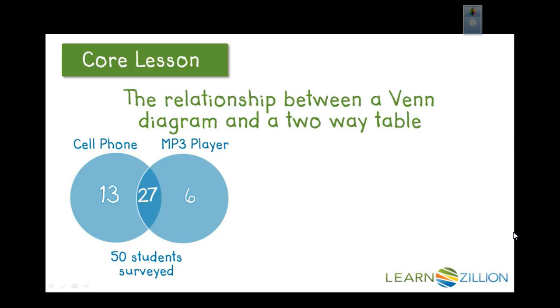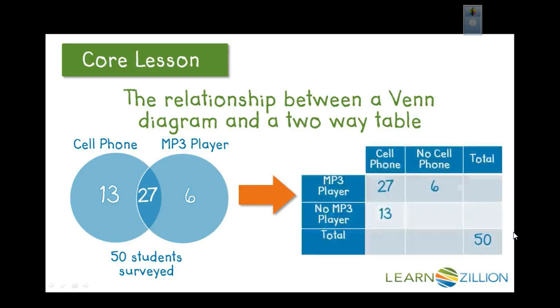We know for our headings that if you're in the cell phone circle, you have a cell phone. If you're not, you have no cell phone. If you're in the MP3 player circle, you have an MP3 player. If not, you have no MP3 player. Then we just look at the numbers.